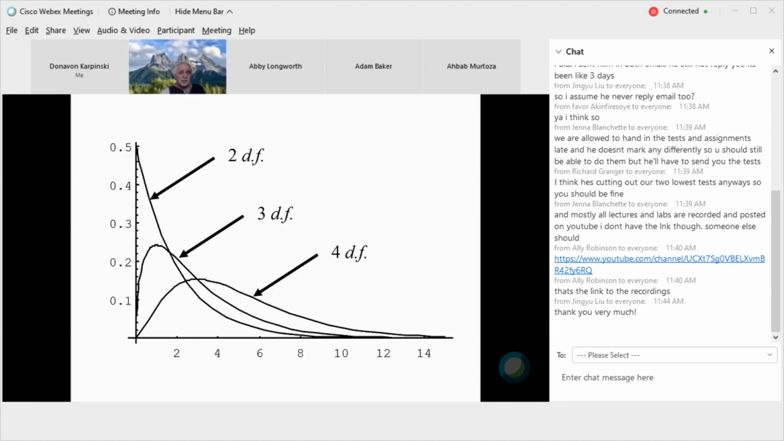I've drawn several chi-squared distributions, one with 2 degrees of freedom, one with 3 degrees of freedom, one with 4 degrees of freedom. This arises when you square 4 standard normal random variables and add them up. This is when you have 3 standard normal random variables, square them and add them up. This is when you have 2.